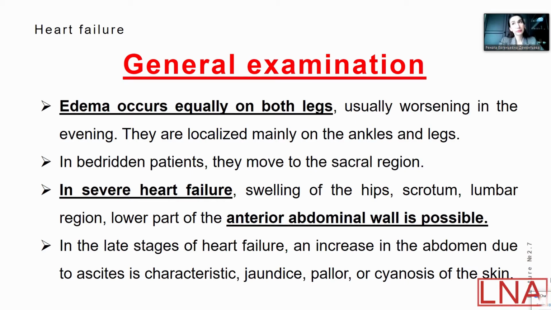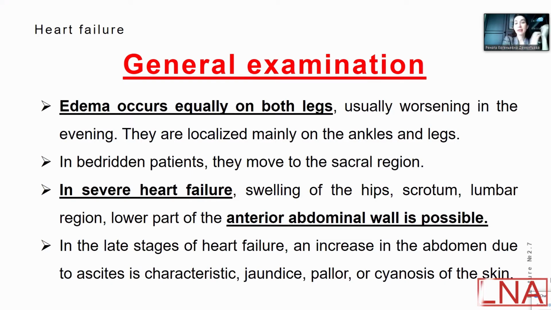Edema of the lower extremities occurs equally on both legs. It's an absolutely simultaneous process, usually worsening in the evening, and localized mainly in the ankles and legs, and decreasing after getting up. In a bedridden patient, all edema moves to the sacral region, and we discussed with you in the previous semester why it moves to the sacral region.